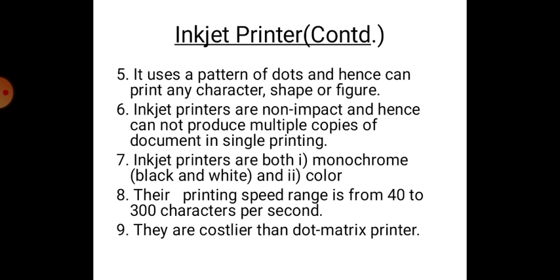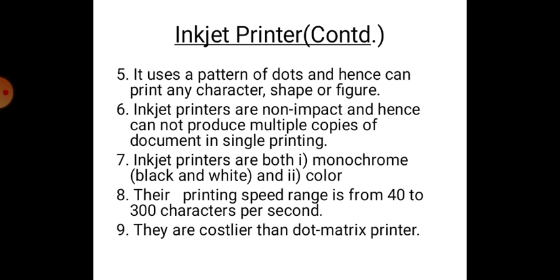Point number 7. Inkjet printers are both monochrome, that is black and white, and color. Point number 8. Their printing speed ranges from 40 to 300 characters per second. Students, inkjet printers are of two types. One can be black and white, called monochrome, or it can be color. You can get color characters printed. And the speed is 40 to 300 characters per second. This is different from the dot matrix printer, where you have only black and white printing.